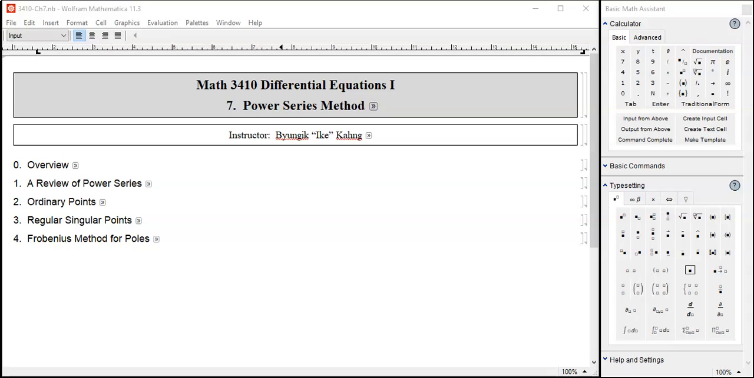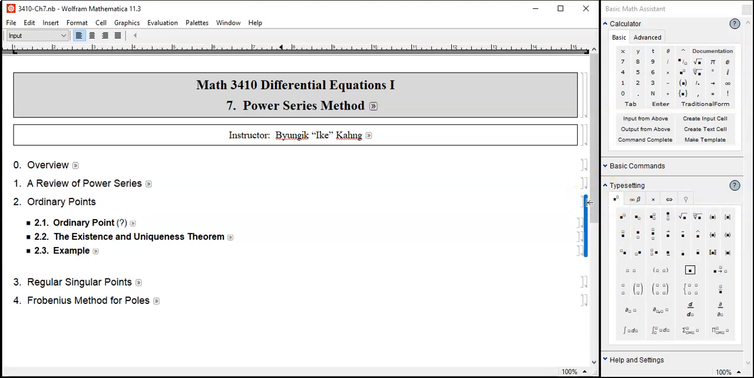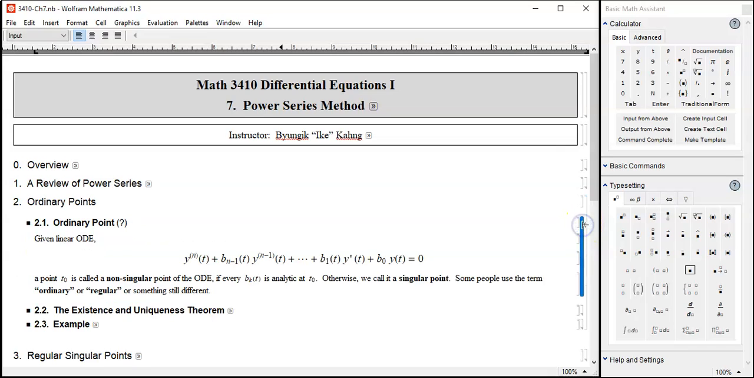Welcome back, students. Now let us go over to actual differential equation problems using the power series method. First, let us apply power series around so-called ordinary points. It's kind of difficult to define ordinary points, regular points, and singular points, and so on. So let's use some naive description here, not a precise definition.